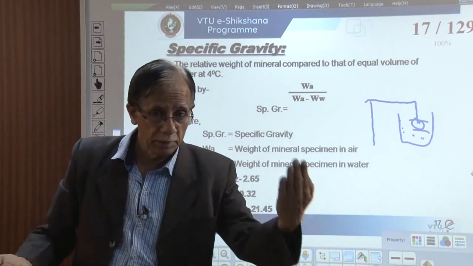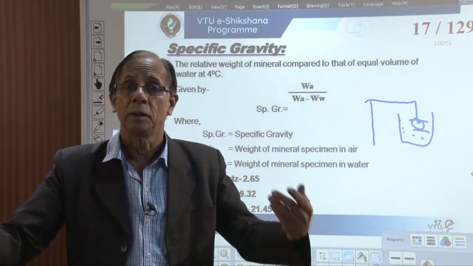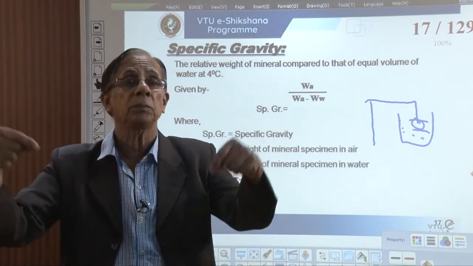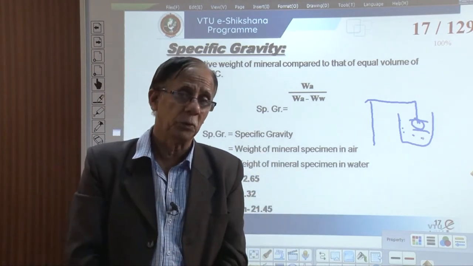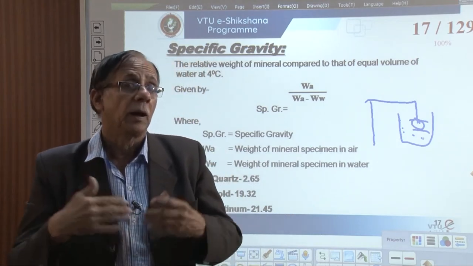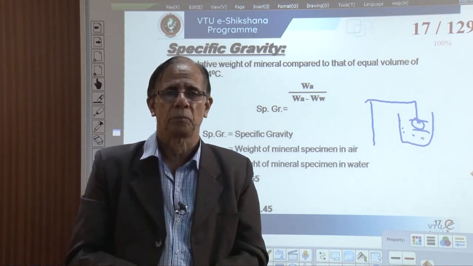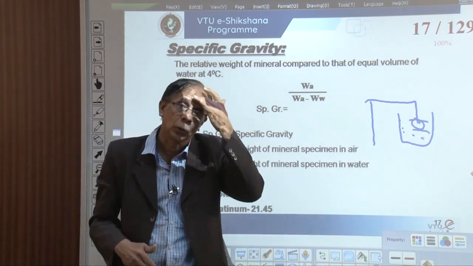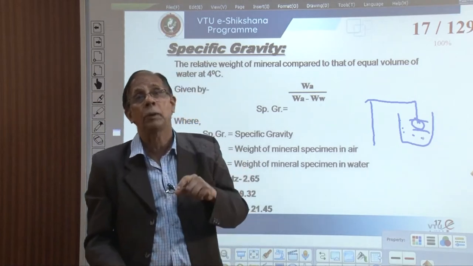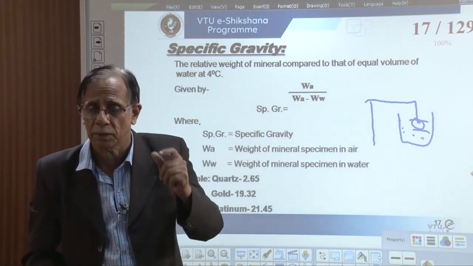Barite is light colored, hematite is a dark color. Therefore, along with the specific gravity, I use color also. I have to apply both of these and try to identify. Thus, it becomes easy for us to identify several minerals by applying the known properties.